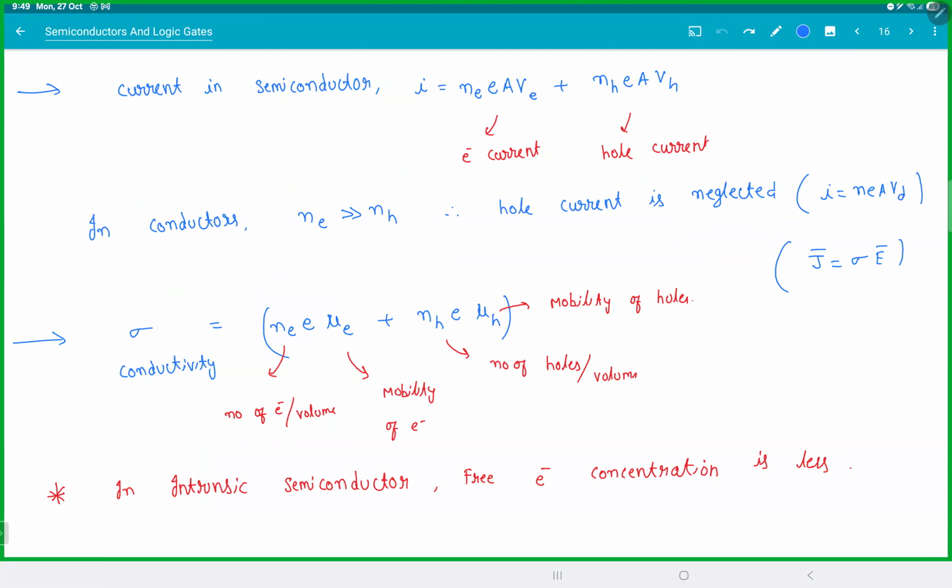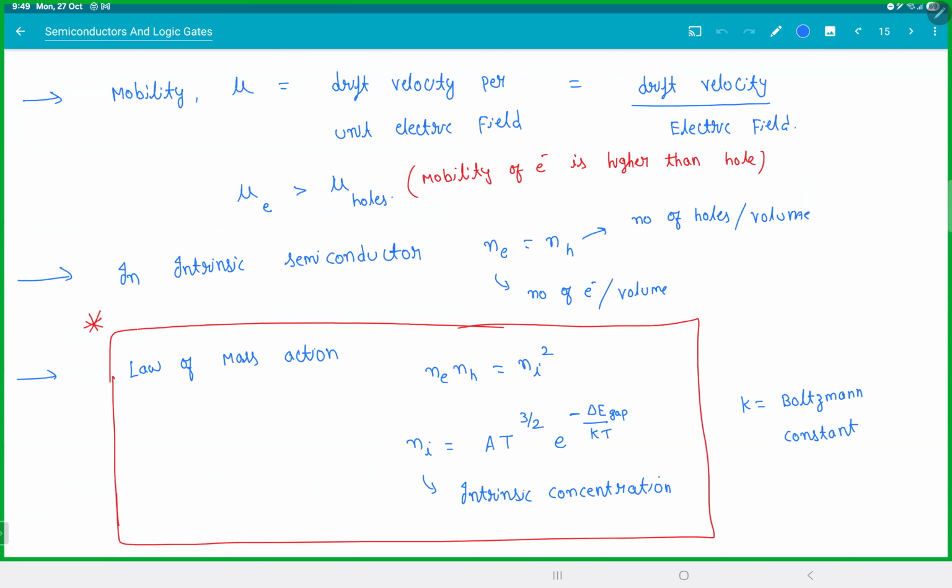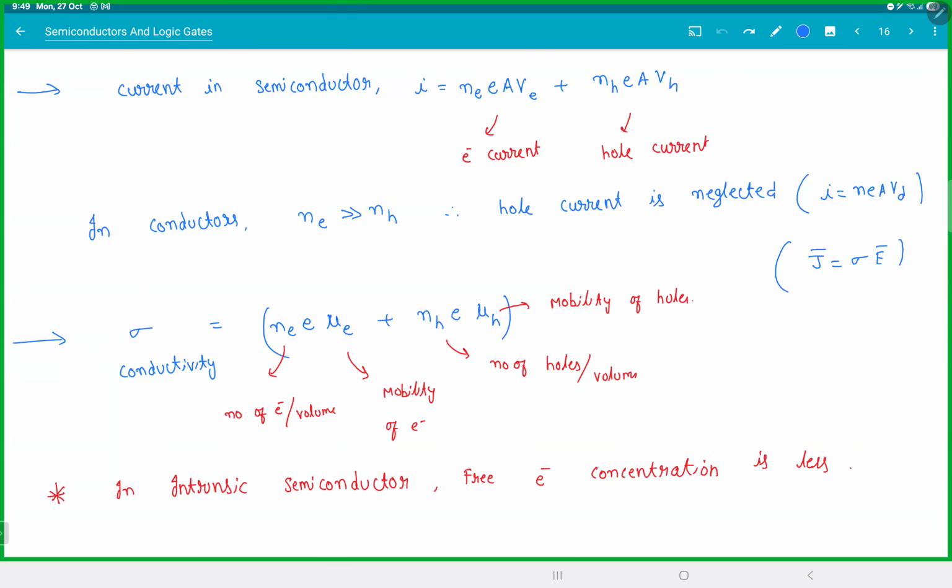In case of a pure conductor, this NH is almost negligible. Ne is a huge value, so it won't matter. Pretty rare, but long back, in 2015 and 2014, they used to ask questions based on this. Recent times, not much, but we can never know. They'll always ask, and then people will say, "Oh, these things have come." Better to be careful. Mobility, law of mass action, conductivity, current in semiconductor. These are four new things. Not tough, but you should know what you're doing.